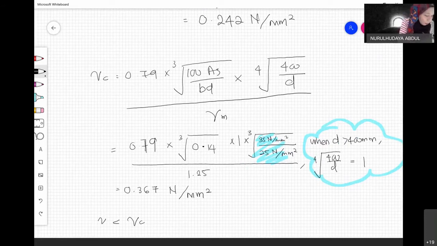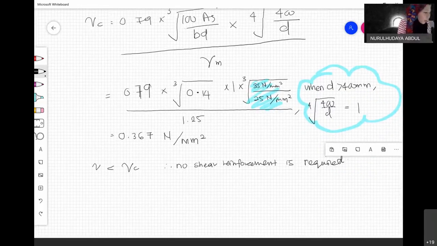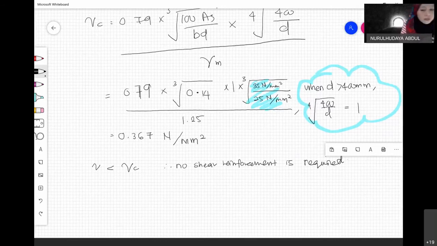Okay, so which means that no shear reinforcement is required. Okay, we are done with vertical and transverse shear.